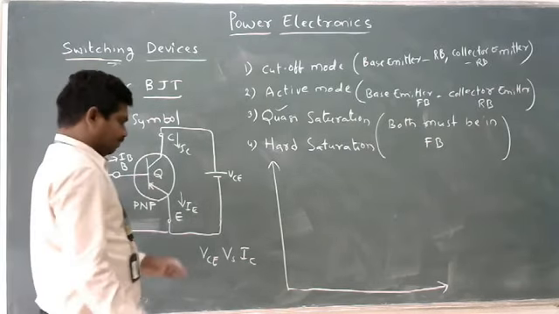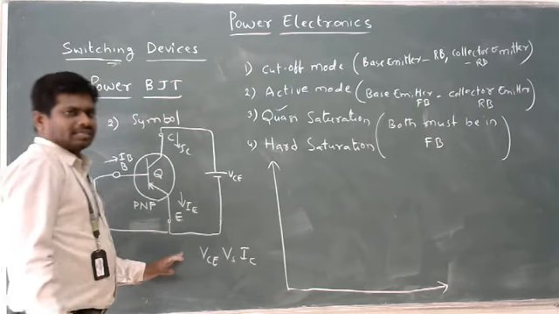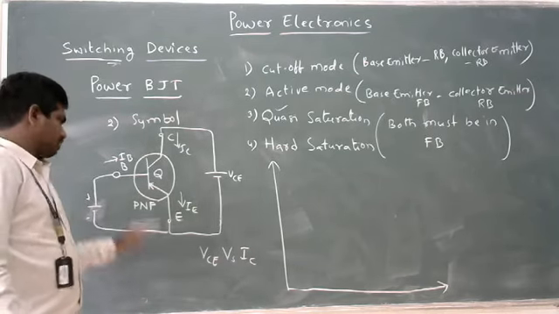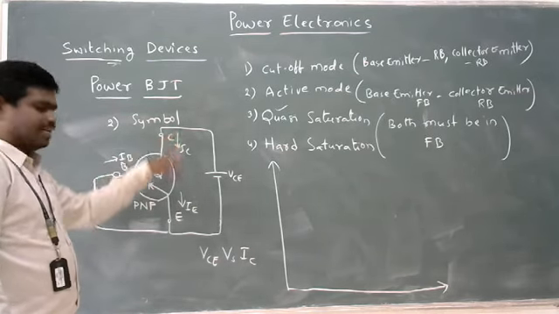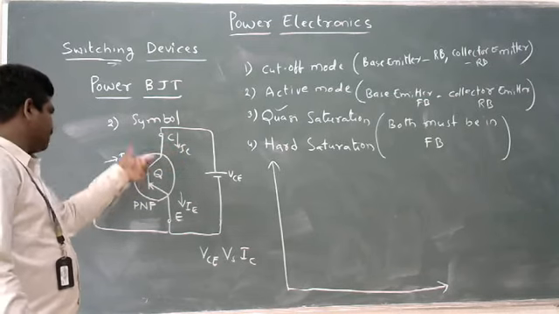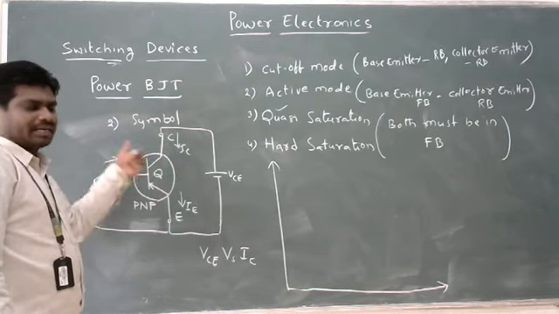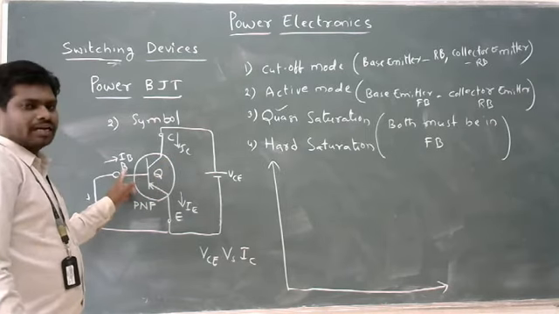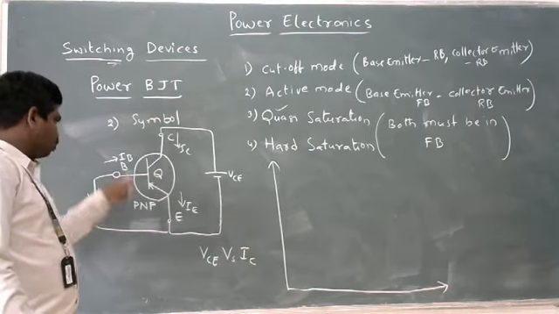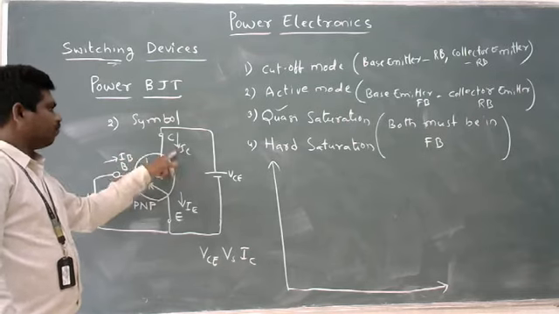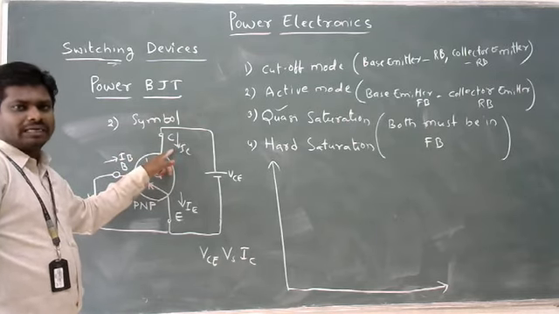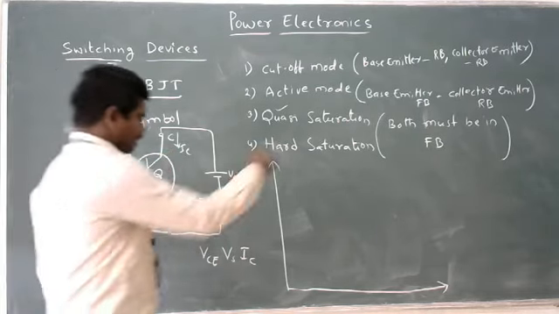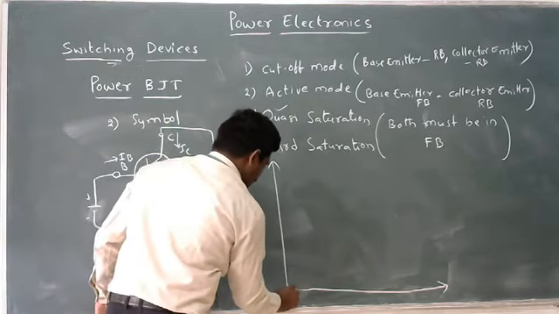As I said in the basics, it's a current control device. This output current variation purely depends on the variation of the input current, the base current. The output current is the collector current here, and the input current is the base current. Based on the value of the base current, the flow of collector current is decided. Let us see the operation here.